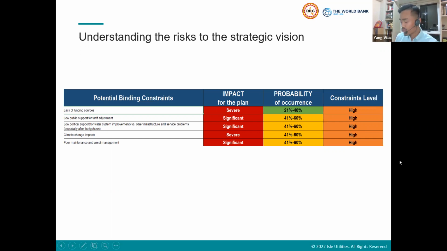Other risks to strategic vision could be climate change impact, in that even if they're able to secure additional water sources to plug the intermittence of their water supply at present, they're not sure whether this spring or river source will last in the next coming decades.